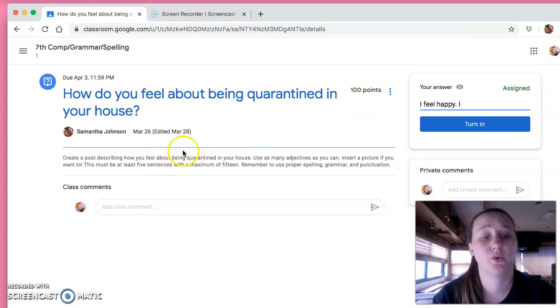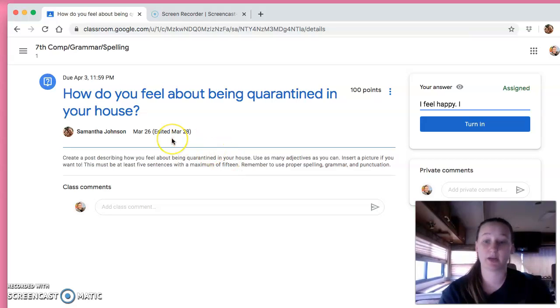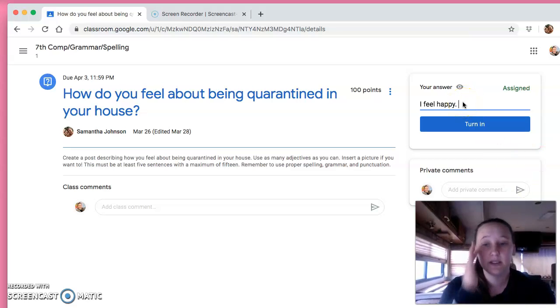Remember to read your teacher's directions right here at the bottom. If you don't read the directions, you're going to get points off or points deducted because you didn't read the directions. So don't just look at the question, but also look below at the bottom at the directions, excuse me. You can add a private comment to your teacher, like, I don't understand, or what does this mean? And then she can respond to you, or he can respond to you.